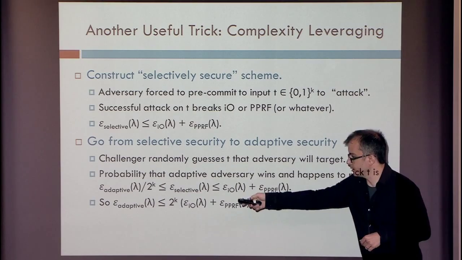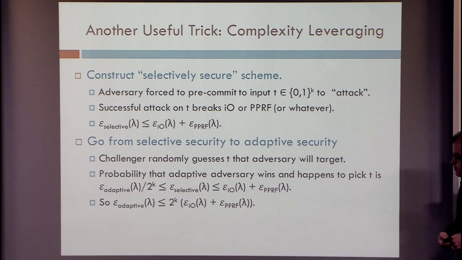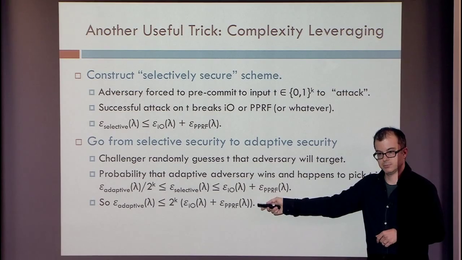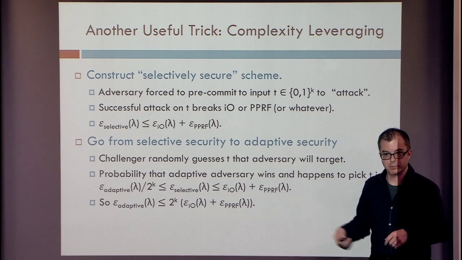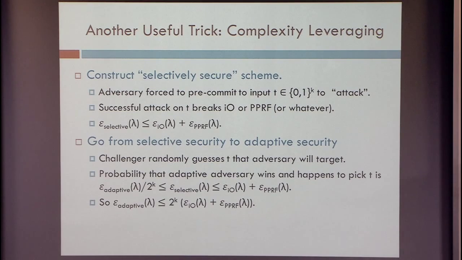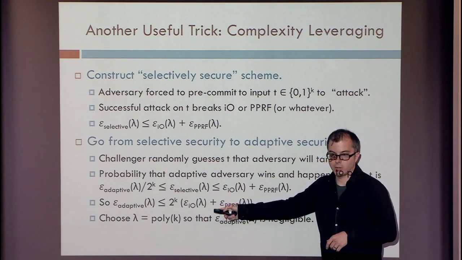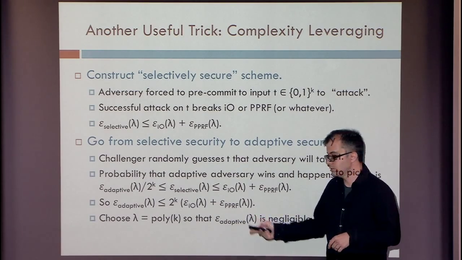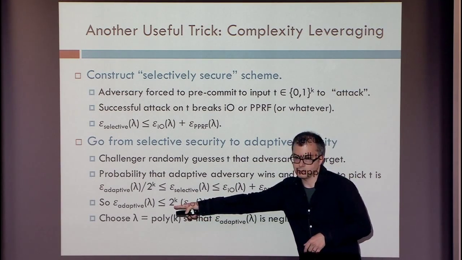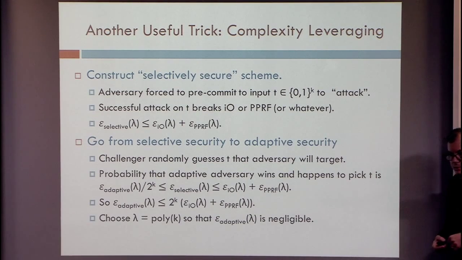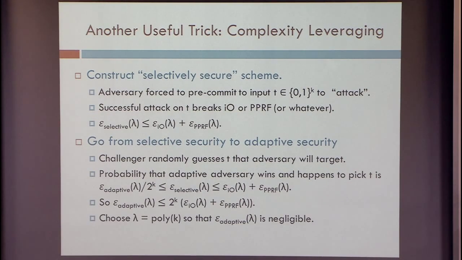Okay, so in other words, the adversary's advantage in the adaptive game is less than 2 to the k times some stuff related to I/O or the punctured PRF, say. And then you just boost up the security parameter until this 2 to the k doesn't matter anymore. So if you have incredibly strong I/O and punctured PRF security, this 2 to the k doesn't matter, and the adversary's advantage in the adaptive game is negligible. Does that make sense?